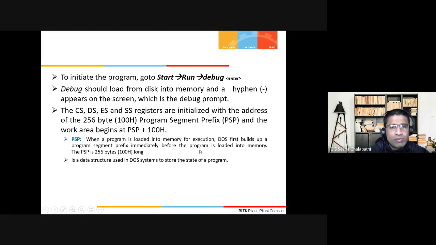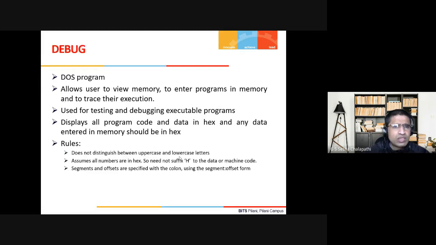So the state of the program could be what the segment register values are, initialized with addresses of this 256 bytes. It will have the DOS status, the program status, all these things present here. The segment register values and other states with respect to your program will be stored in this particular data structure which DOS will build. Okay, so this is what the program segment prefix is, and I think debug you have already been using. So there's nothing more to discuss here at least.